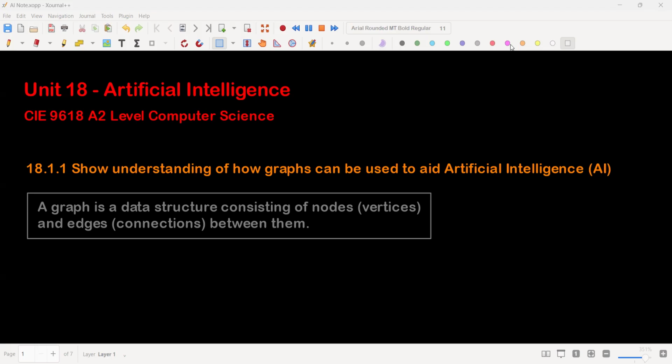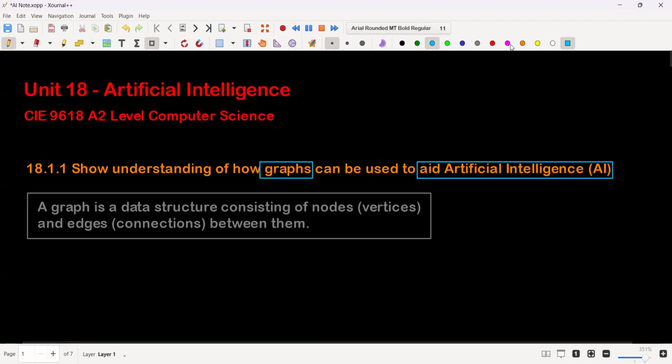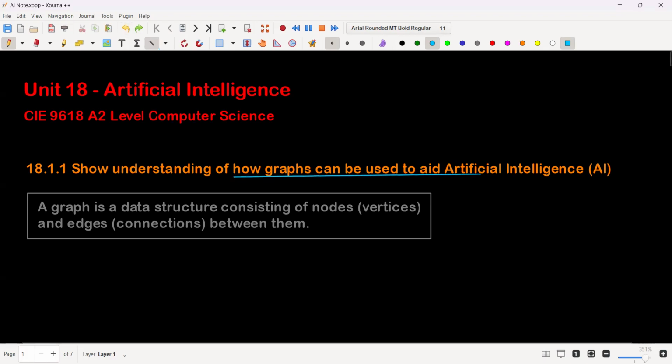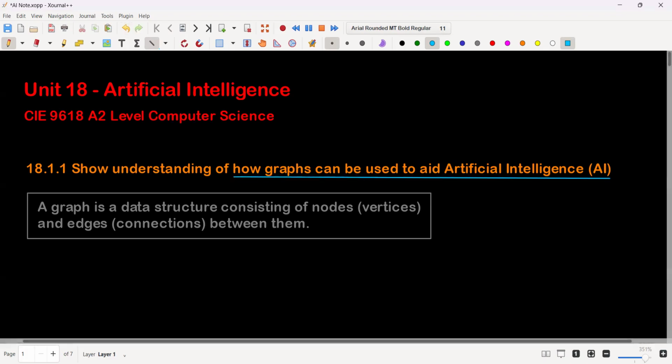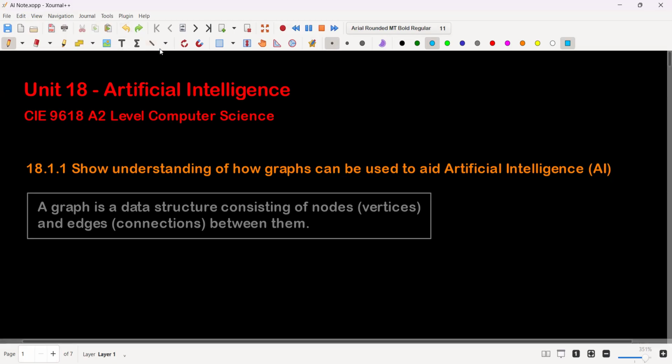We will begin with the very first section, that is, show understanding of how graphs can be used to aid artificial intelligence. Once again, the very first section we'll be looking at is how graphs can be used to aid artificial intelligence. Now, the graph that we discuss in AI isn't the same graph that you might be familiar with in mathematics or any other subject.